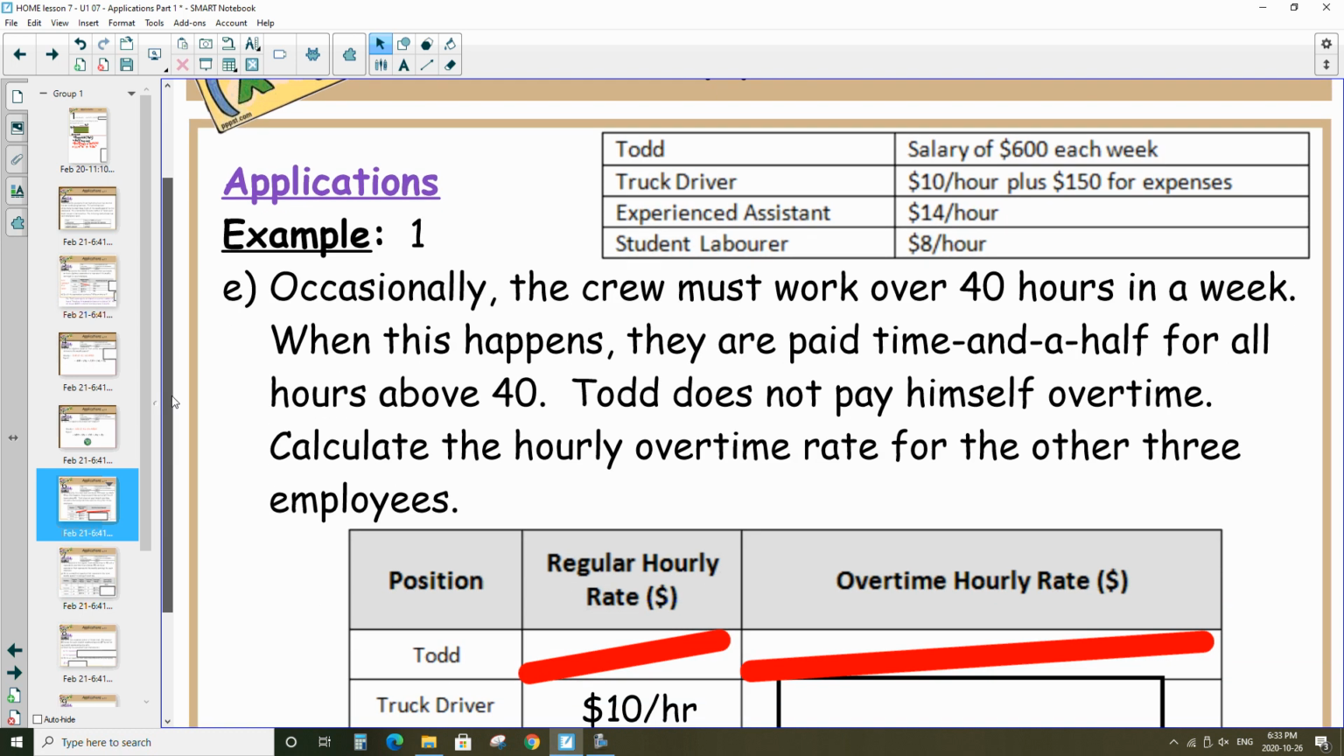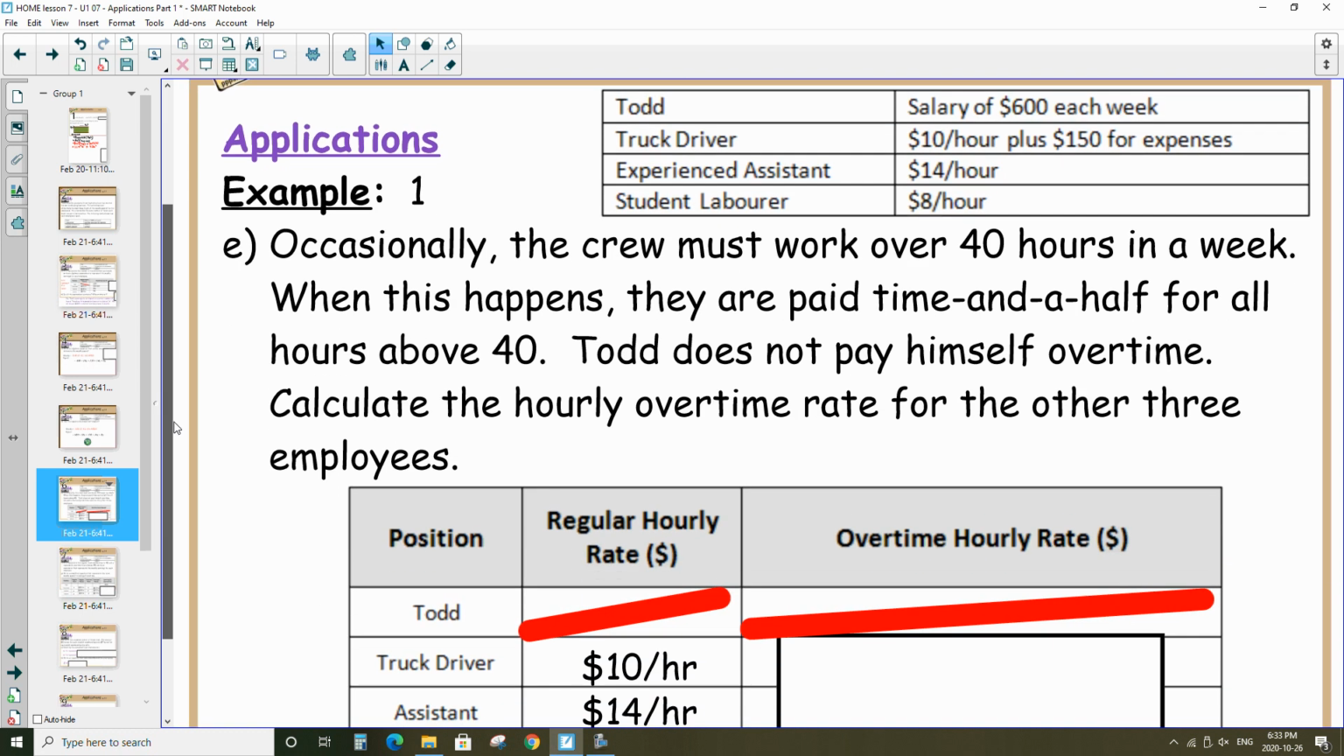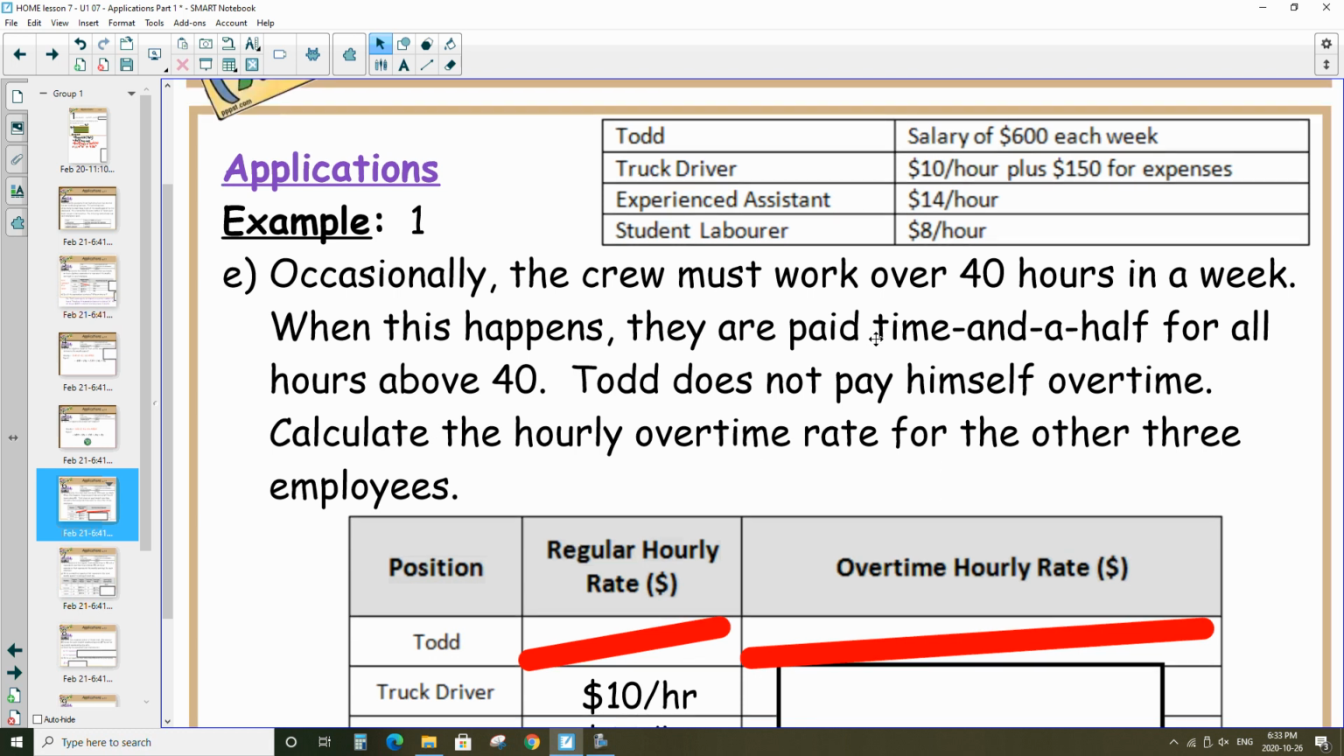Occasionally, the crew must work over 40 hours in a week. When this happens, they're paid time and a half for all the hours above 40. Todd does not pay himself overtime. Calculate the hourly overtime rate for the other three employees. So time and a half means if you work $10 an hour for under 40 hours, as soon as you work over 40 hours, those extra hours will pay you an extra 50%. 50% of $10 is $5. So time and a half for the truck driver would be $15 an hour.